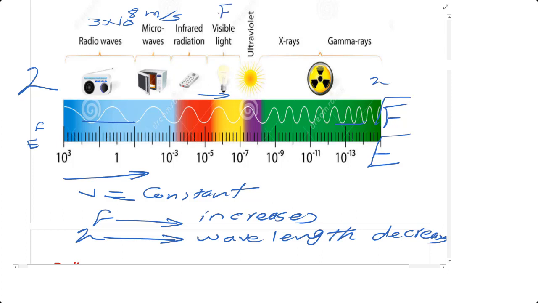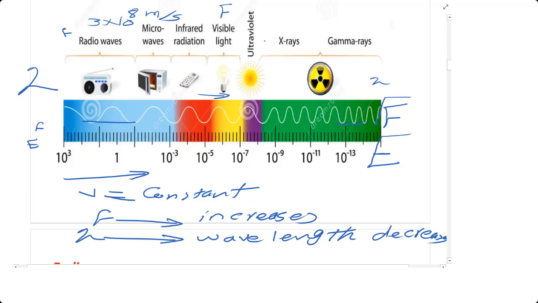So this one has a big frequency, this one has a smaller frequency. Which one has a greater energy? Always, never forget this: the frequency and the energy are related to each other. So the one which has a greater frequency has a greater energy. So in this case, visible light has a greater energy than radio wave.